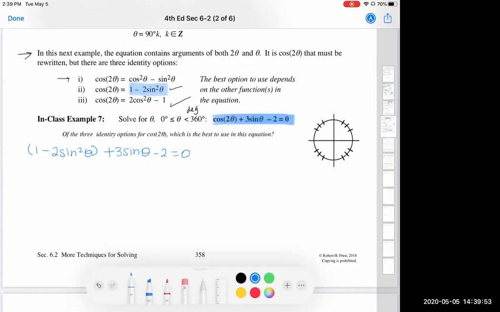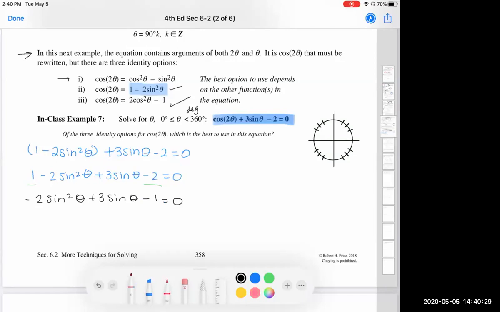All right, it's adding, so we can just drop our parentheses. So I have 1 minus 2 sine squared theta plus 3 sine theta minus 2 is equal to 0. All right, let's go ahead and combine like terms. I have a 1 and a minus 2. We get negative 1. So I have negative 2 sine squared theta plus 3 sine theta minus 1 is equal to 0.